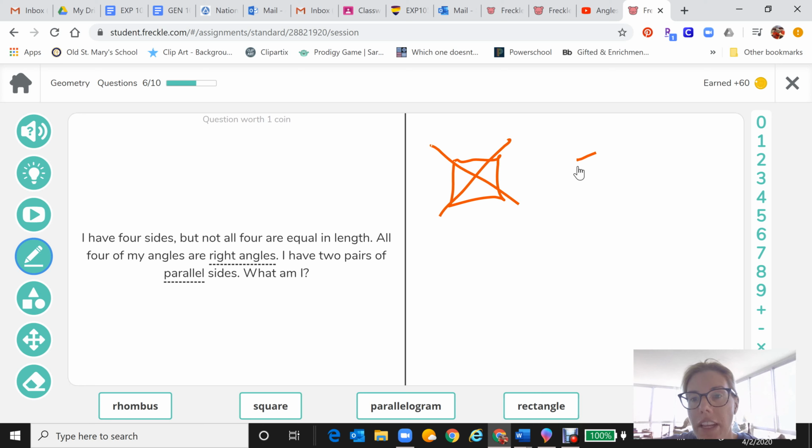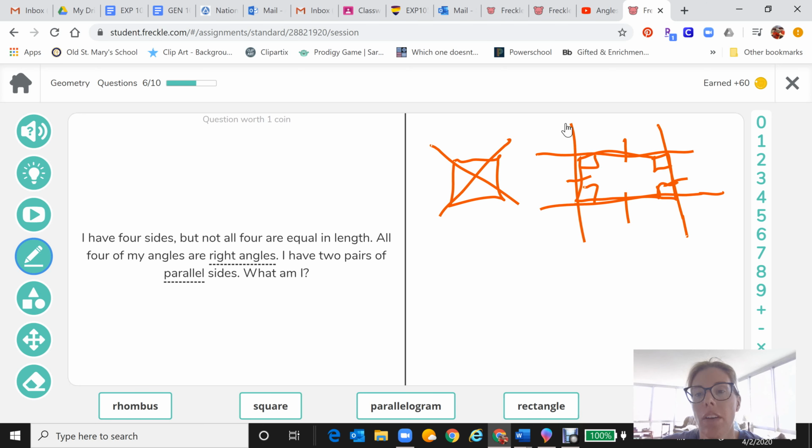Okay, so if I start thinking about this, I start thinking that this could be a rectangle because I have 4 sides, 1, 2, 3, 4. I have 4 right angles, check, check, check. And then I also have 2 pairs of parallel lines. One is here and one is here. Okay, so a rectangle would be my answer.